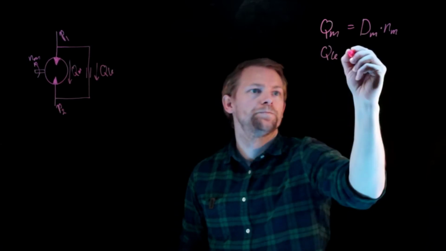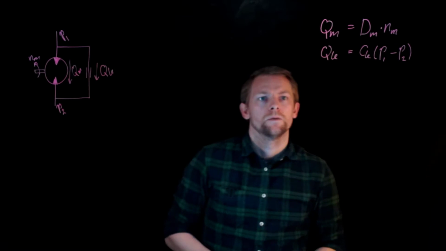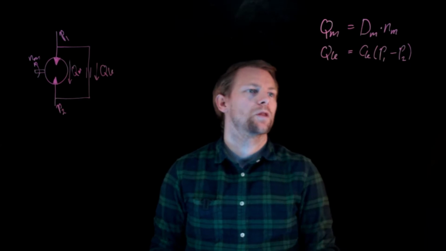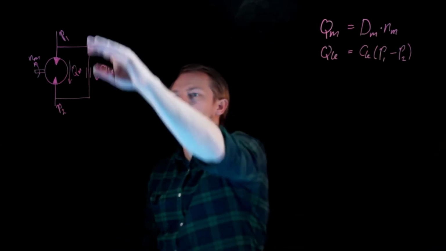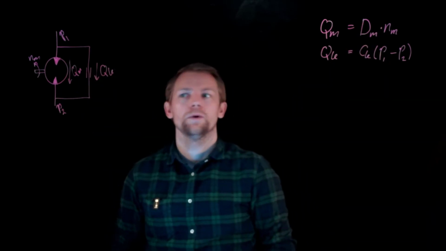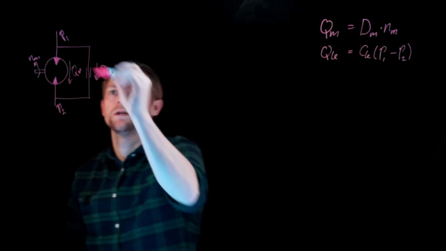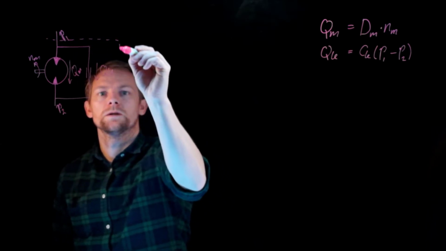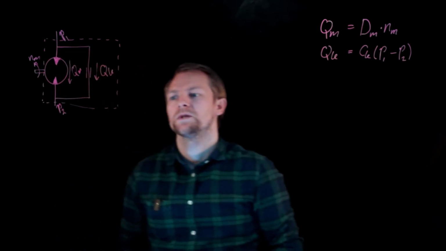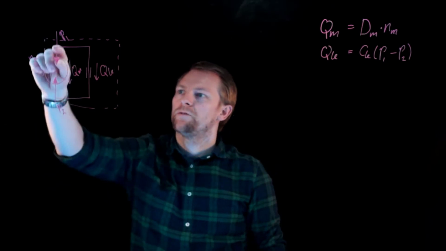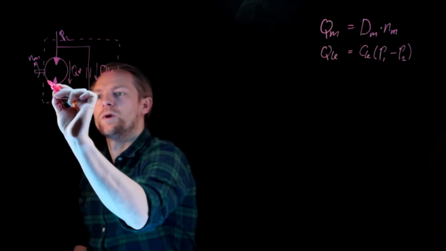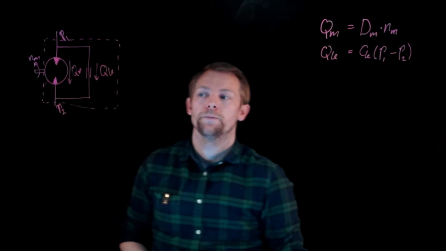Our leakage flow, we define that as a leakage coefficient multiplied with the pressure difference across the motor. So here you have the two flows that we model through our motor. So we should see all of this as something that happens inside the motor. So we have the connection out here and the connection out here. We might also have a drain port connected out here.